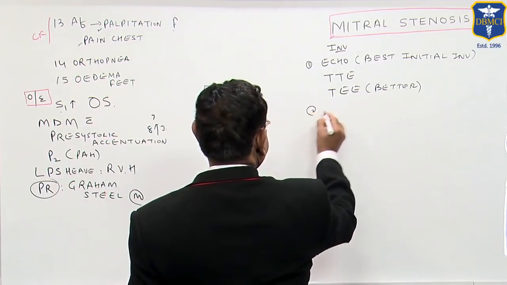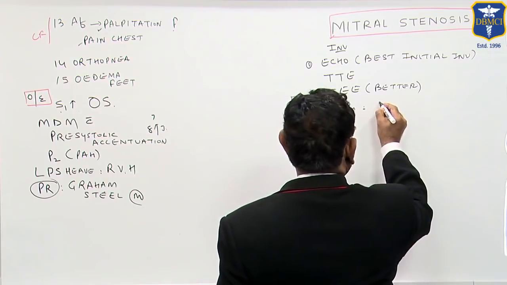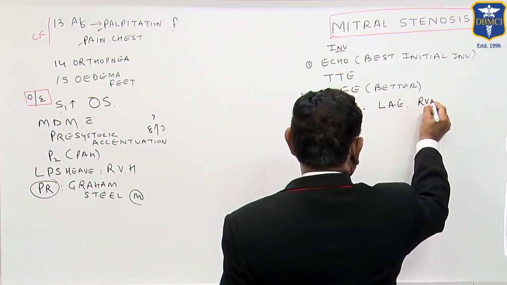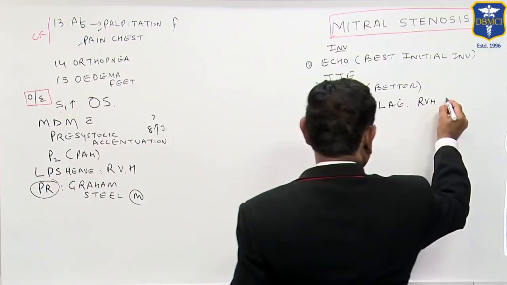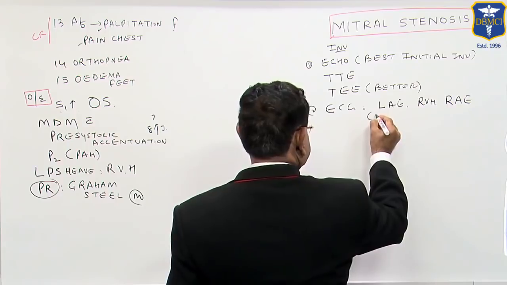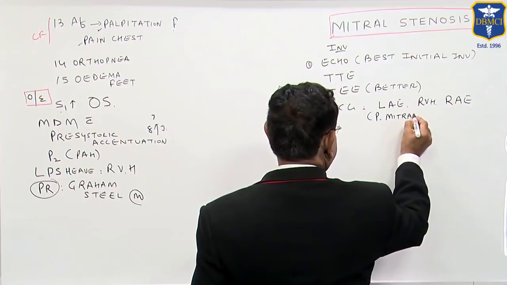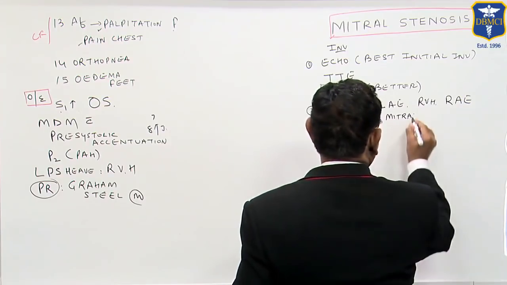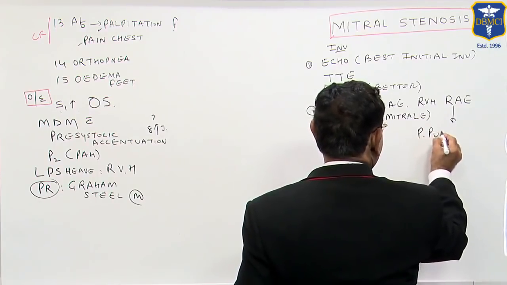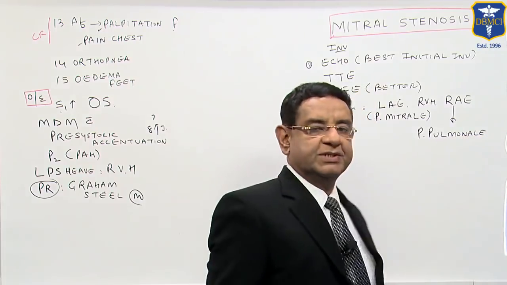Otherwise, in ECG, we get LA enlargement, right ventricular hypertrophy, and right atrial enlargement. LA enlargement you see as P mitrale in ECG, and right atrial enlargement you see as P pulmonale on ECG.